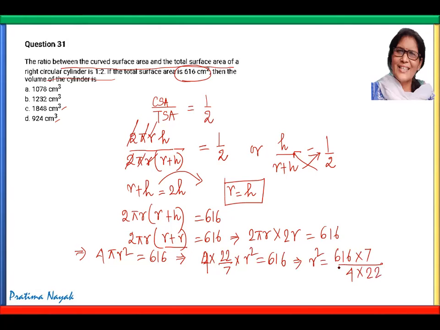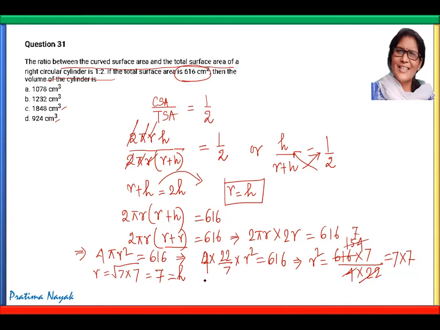Now you can cancel. 4 1s are 4, 4 5s are 20, 4 4s are 16. And the 22 table gives you 7. So I am getting r square is equal to 7 into 7. So what is r? R will be the square root of 7 into 7. That will be 7. So I got r. Now h is also 7.